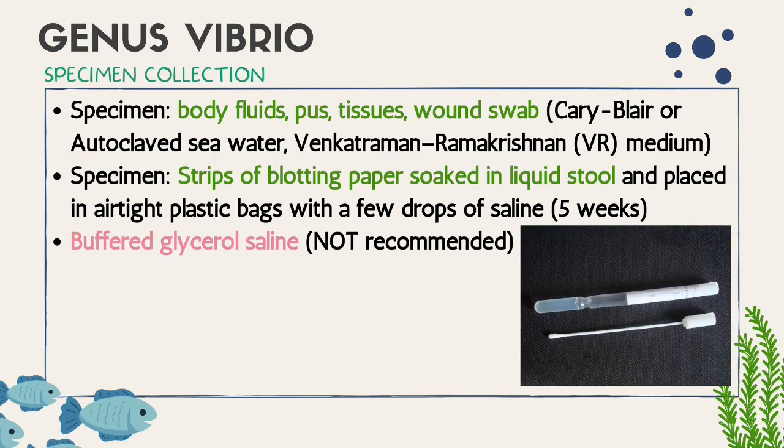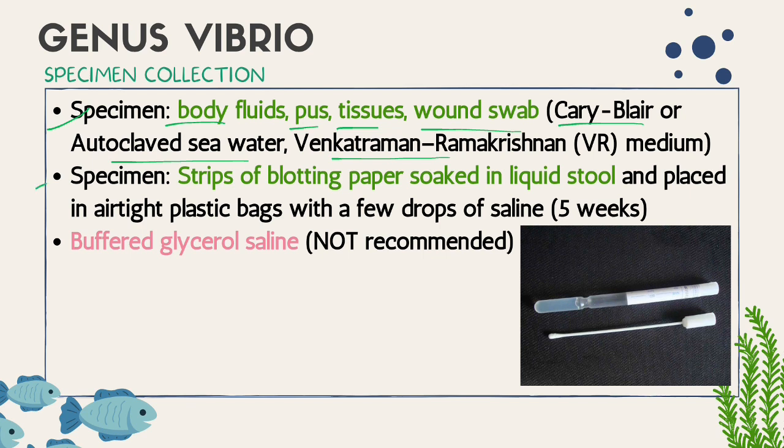Under specimen collection, for extraintestinal specimens such as body fluids, pus, tissues, or wound swab, we usually use the Cary-Blair or autoclaved seawater or the VR medium, or the Venkatraman Ramakrishnan medium. All of these can be a transport medium for increasing the viability of our Vibrio species, especially if there will be specimen delay, especially if the specimen collection was done outside the laboratory. So we can use this transport medium to increase the viability of such organisms.